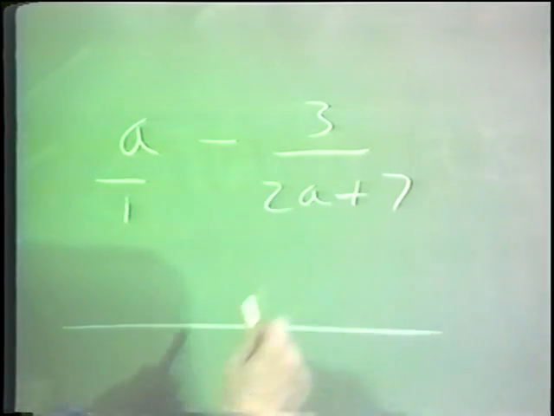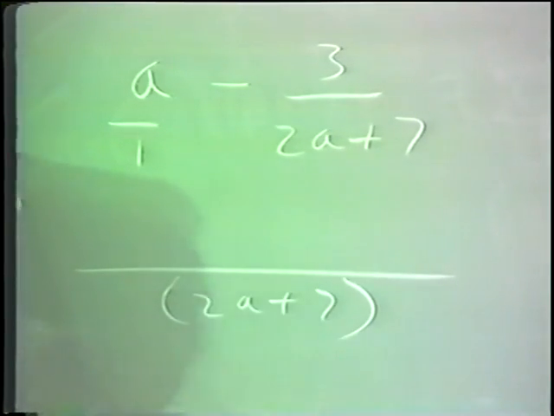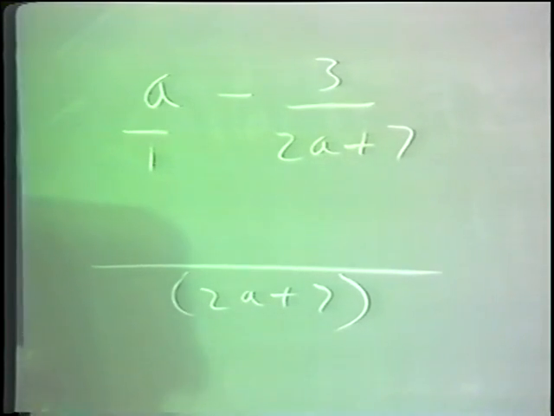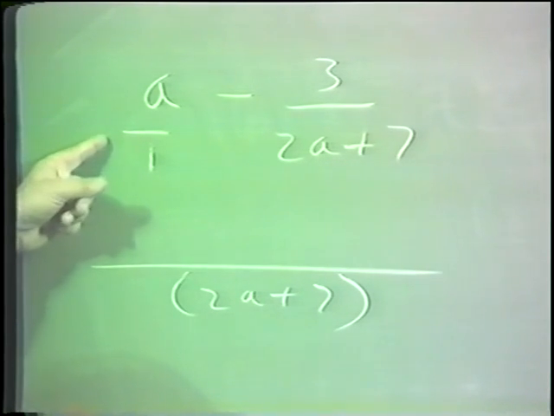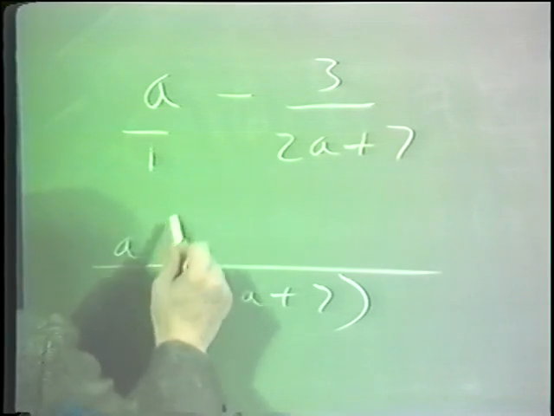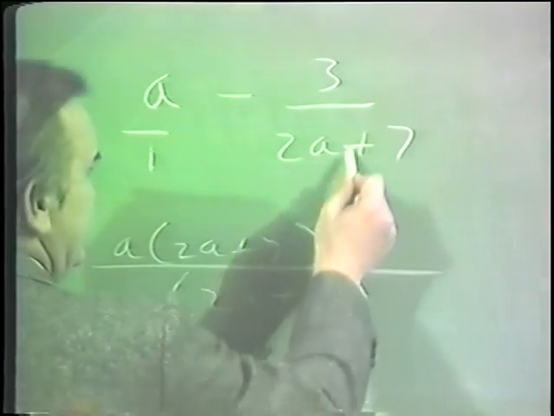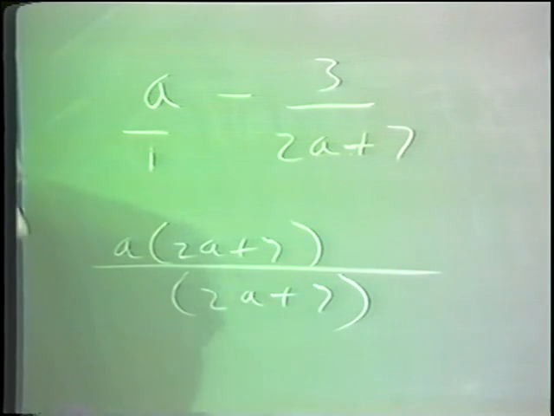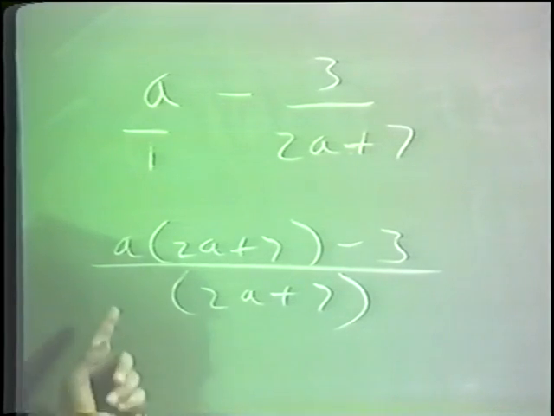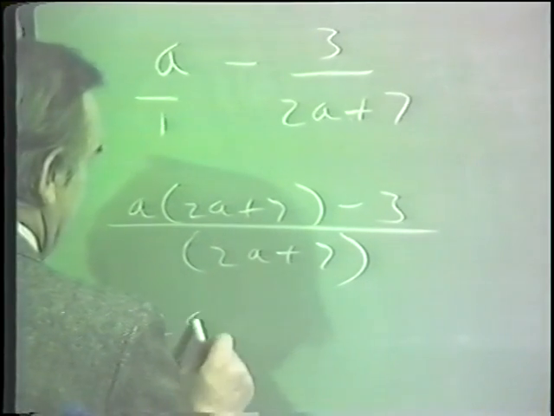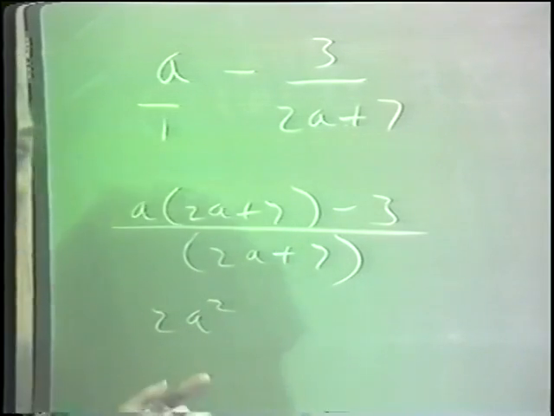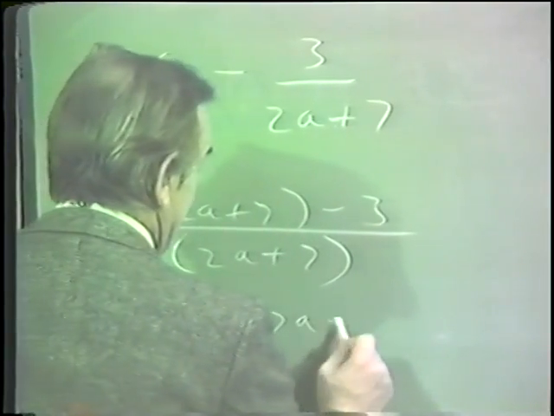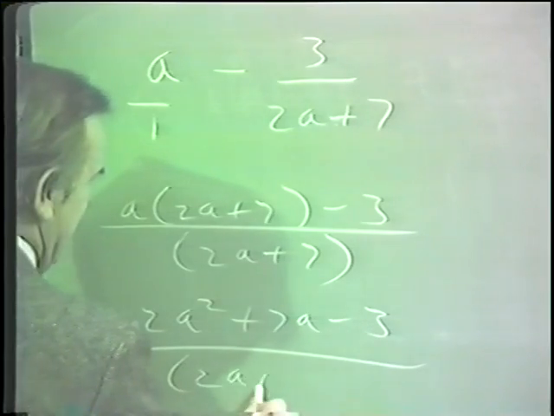Our LCD here is going to be 2a plus 7. Therefore, we want to make each one of our denominators the same as this LCD. We're going to have to multiply both numerator and denominator of the first term by 2a plus 7. The second term already has it for a denominator. We don't do anything with that, and we don't do anything with the numerator. And there, single fraction. We now clear these parentheses out. We have 2a squared. A times 7 is 7a, 7a. Minus 3 over 2a plus 7.